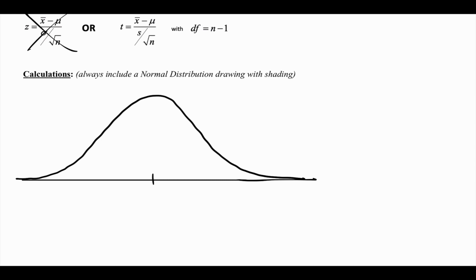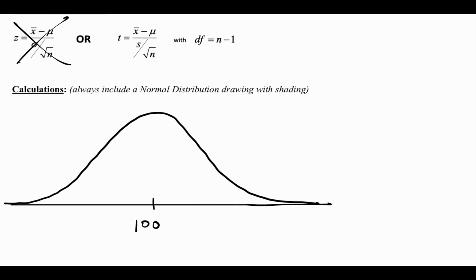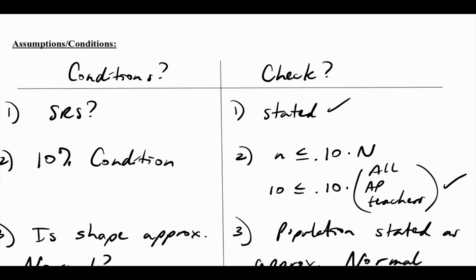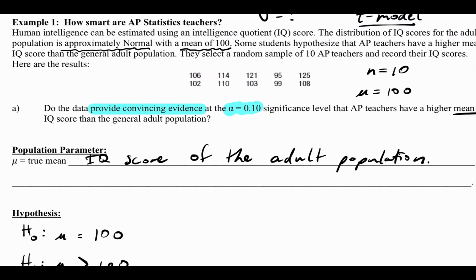Claim goes in the center. The claim was 100. I need to subtract that from X bar, right? Do I have an X bar yet? Or an S, standard deviation? I don't, right? That comes from the sample. So what I should have done at the very beginning was do all of that. Oh well, now I can do it now.